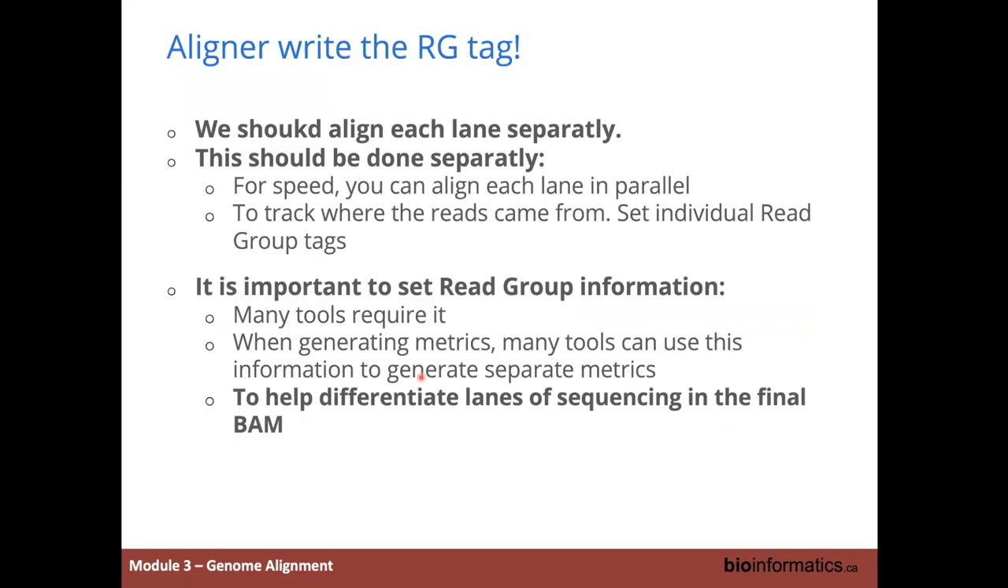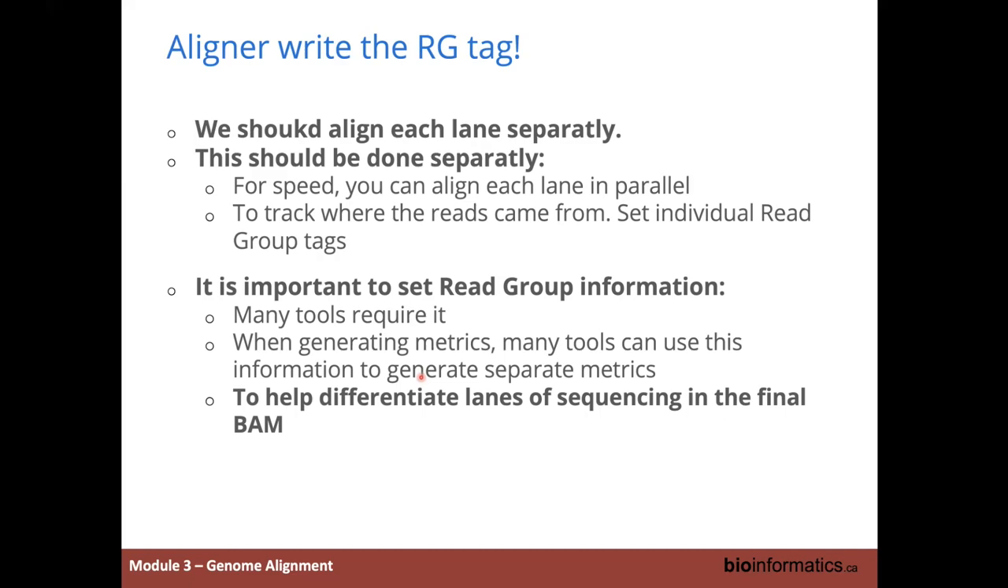So a small note on the alignment. It's not always the case, but now that we have sequencers with really high throughput, in many cases, and especially in cancer, when we want really high coverage for the tumor, you will generate a library from your tumor sample and sequence it multiple times to increase the coverage of your data. And it's really important when you do that to align each lane separately, so each output of your sequencer for this library, and you add a read tag, what we call a read group.